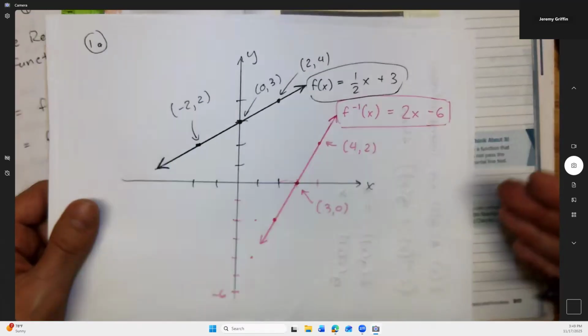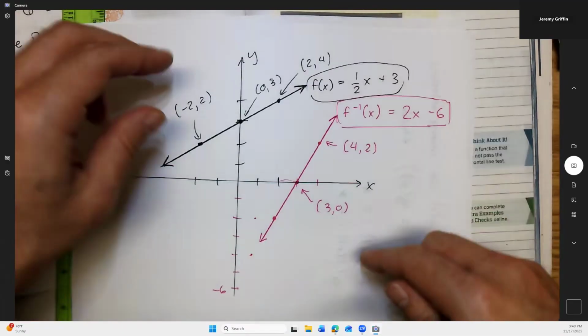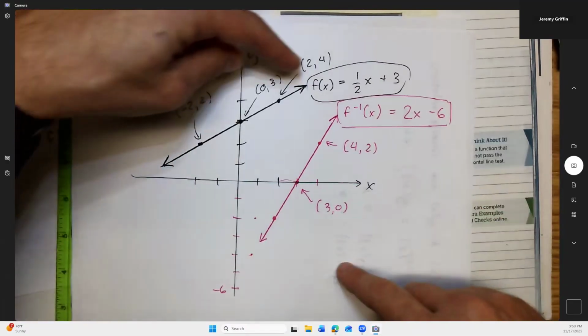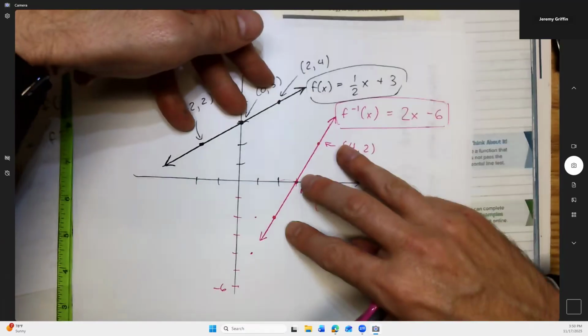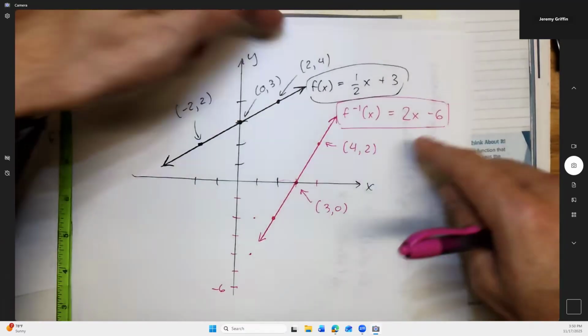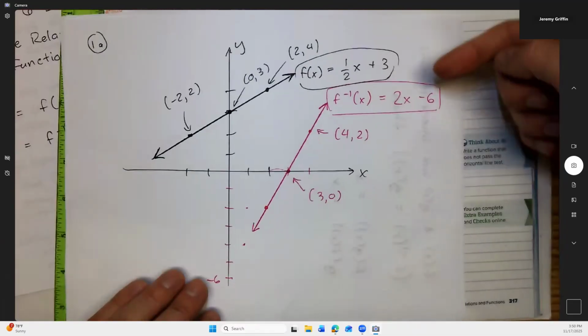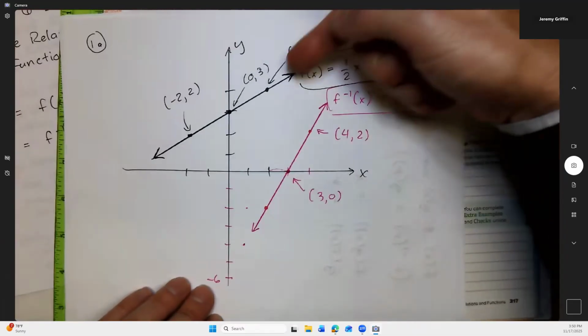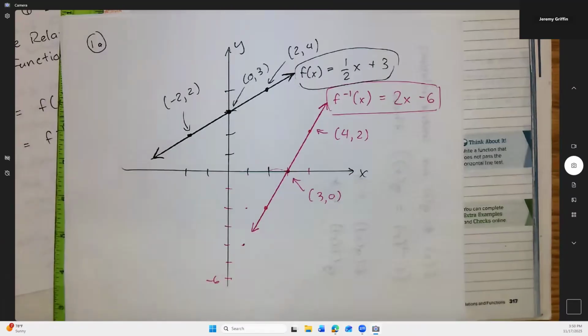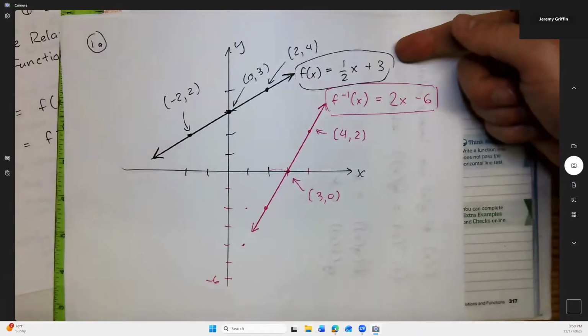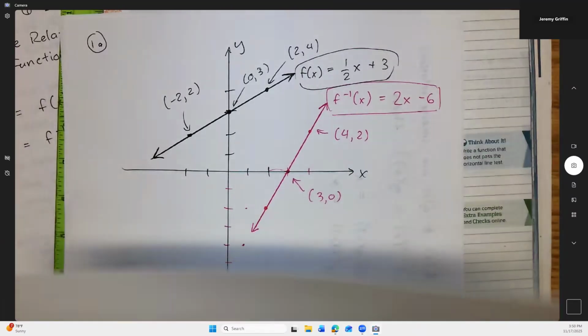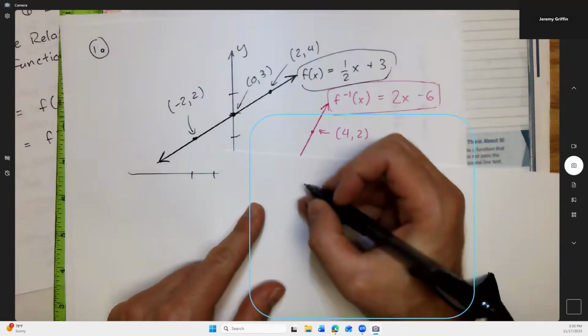Now, I got that just off the graphs. All I did was reverse the x and y coordinates. That's how I took these 3 coordinates and turned them into these 3 coordinates, and I just found the lines that go through this. Now, how can I get that systematically? I want to show you guys that if I gave you this black equation and said find the inverse, you could still get this pink equation systematically by just swapping the x and y. So watch this.